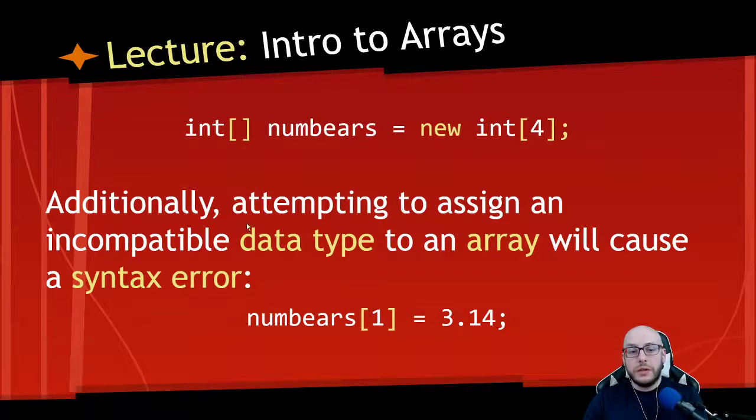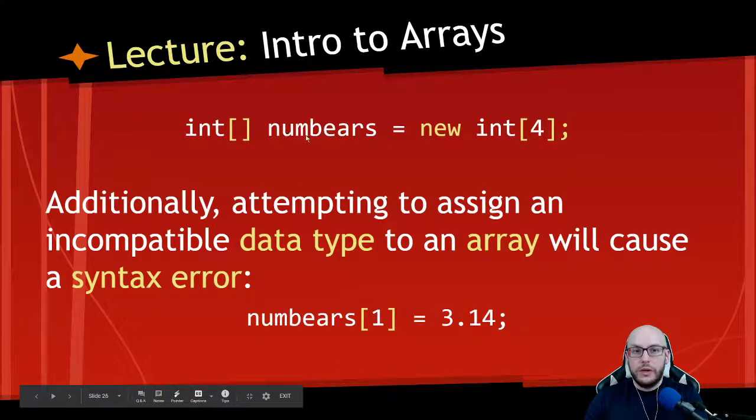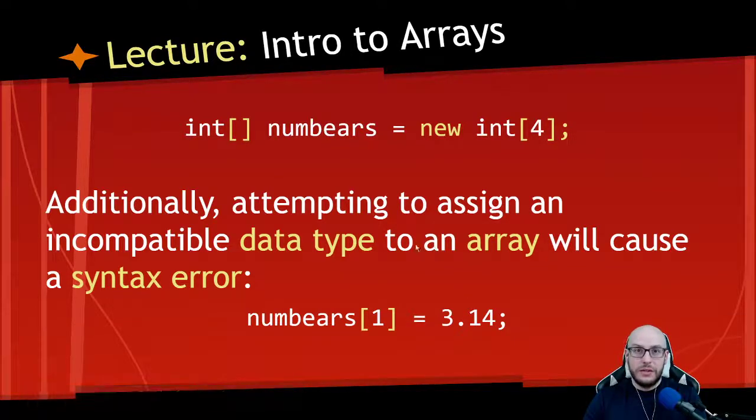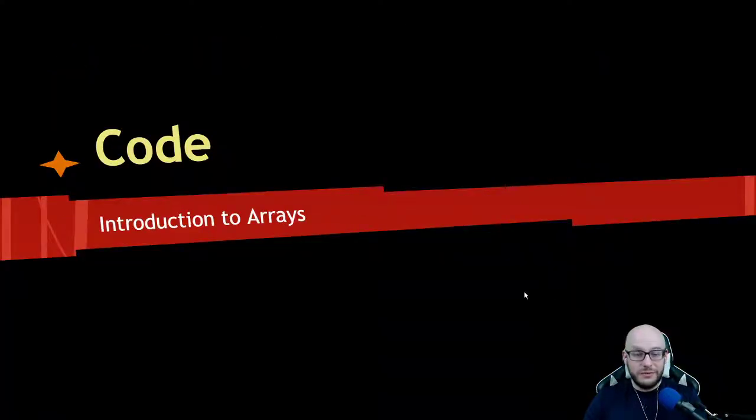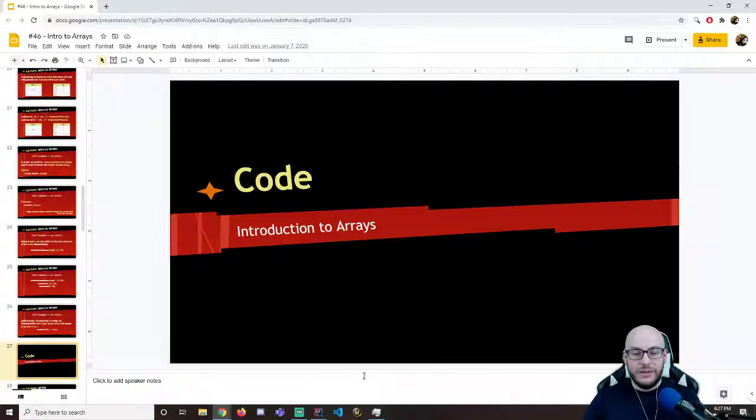But notice here I said incompatible data types, not identical, right? Not the same. So what if this situation was switched? What if numbers was a double array? Could you store an integer into a double array? And the answer is yes, but we'll play with that right now. All right, let's create an array and store some values in it.